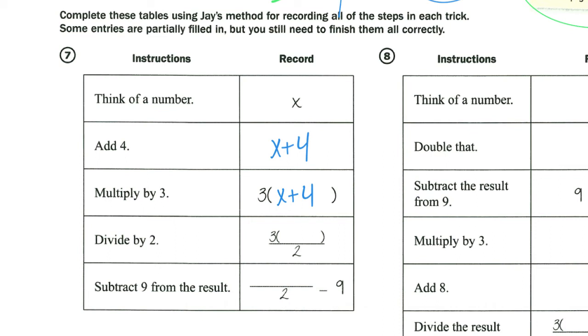And then we're going to divide by 2. That means we're dividing everything we just had by 2. So everything we just had was 3 times, in parentheses, x plus 4. And then subtracting 9 from the result means everything we just had minus 9. So adding in what we just had, it'd be 3 times (x plus 4), divided by 2, minus 9.